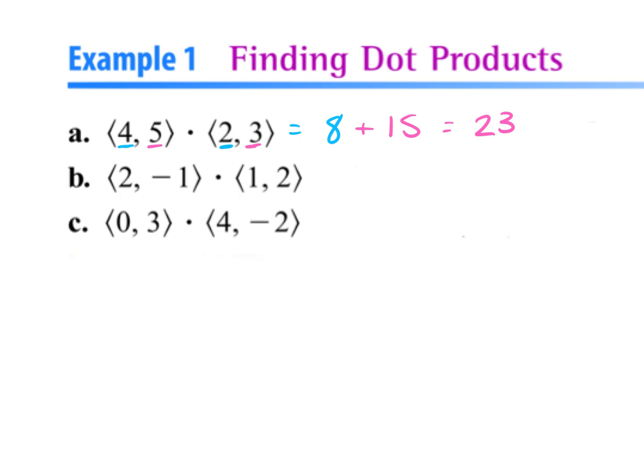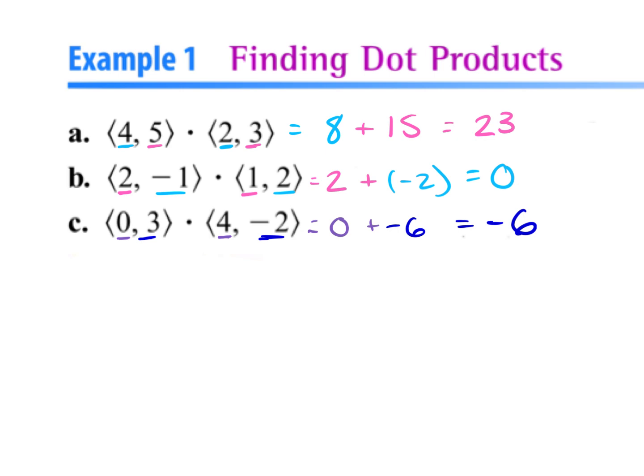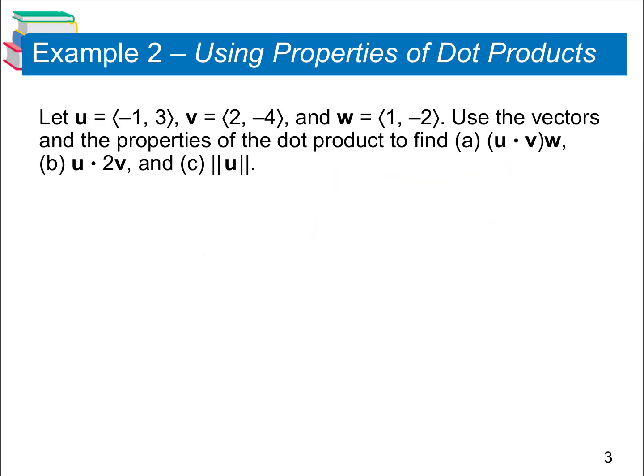So let's look at B. We multiply the first times the first, so we would get 2, plus the second times the second. So negative 2. What do we get? 0. And then for C, first times the first, which would be 0, plus the second times the second, negative 6. So what would our answer be? Negative 6. Perfect.